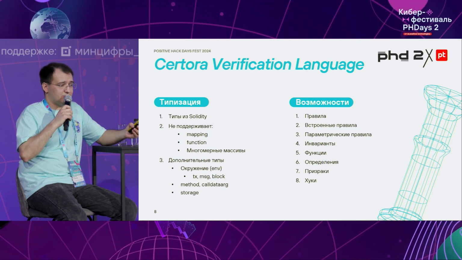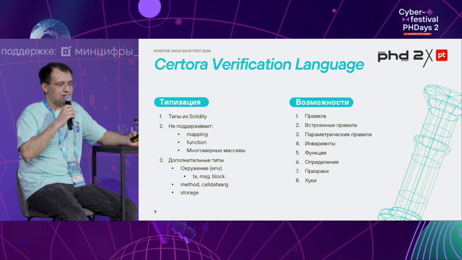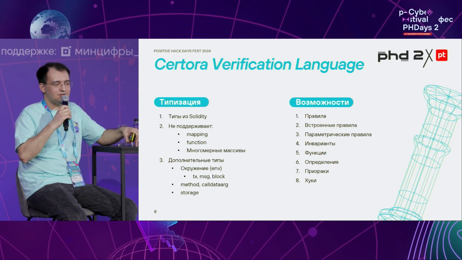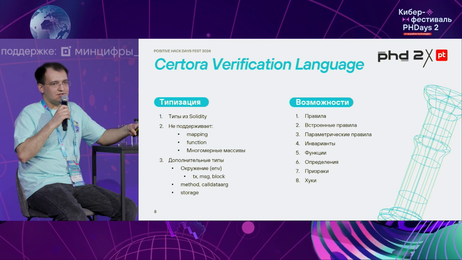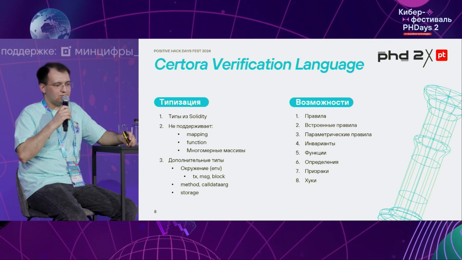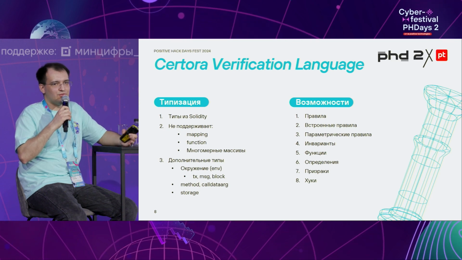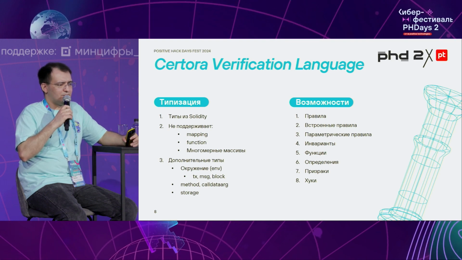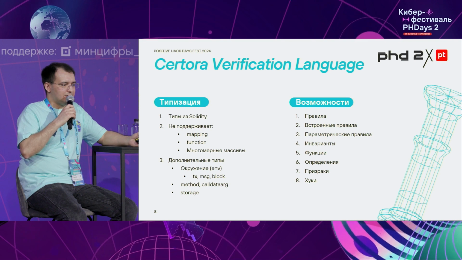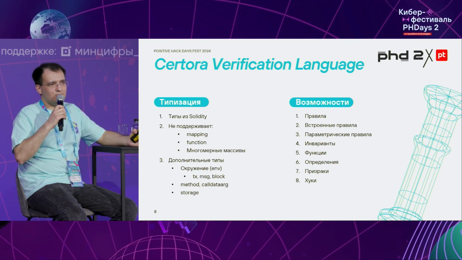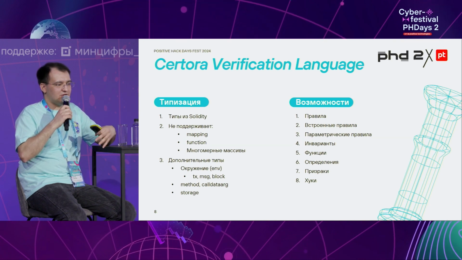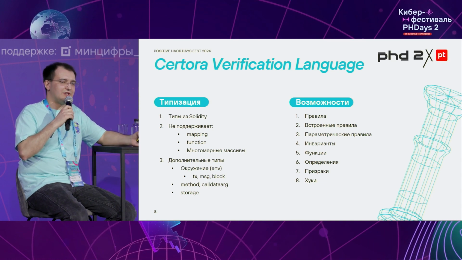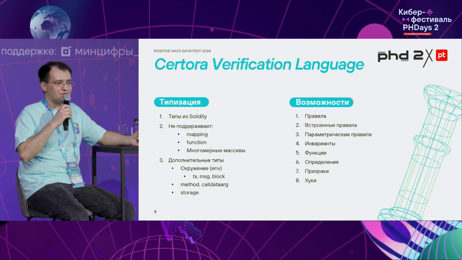It also has additional types which allow us to write more specifications, like the environment, which contains global variables in Solidity; method, where you can get the modifiers like view or pure, and selectors. Out of this method, you can get that as well, and I'll show you how you do it. Calldataarg is the symbolic variable which replaces all of the arguments of any type, and storage, which is the snapshot of when it was called.